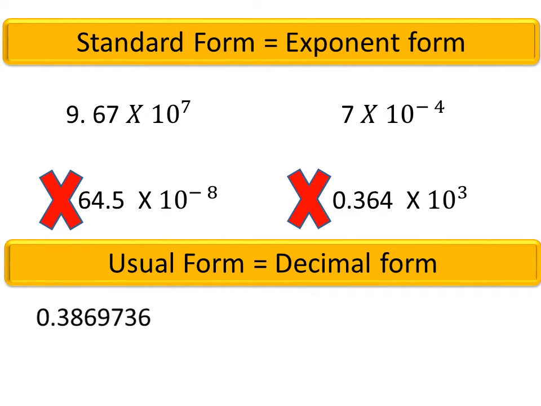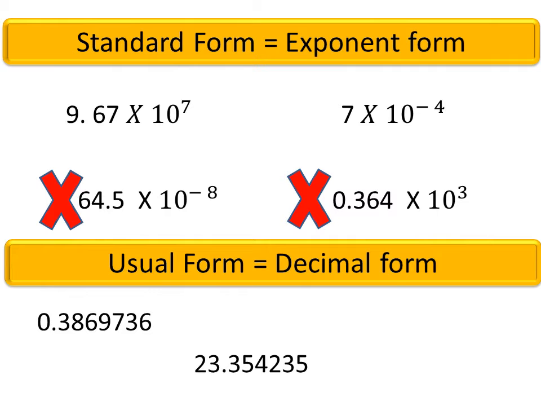What about usual form, children? 0.3869736, it's in usual form. 23.354235, this is also in usual form. 0.00000234 is also in usual form.